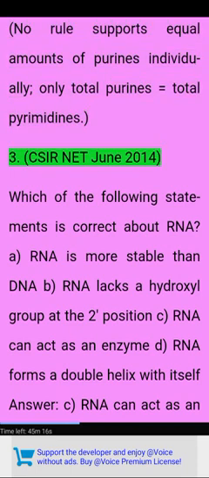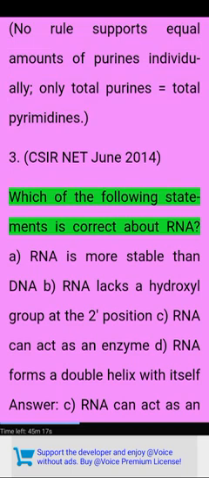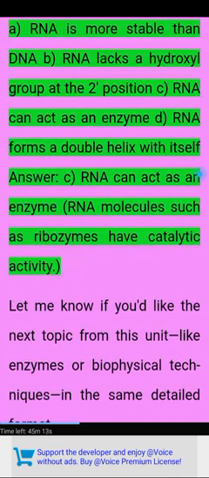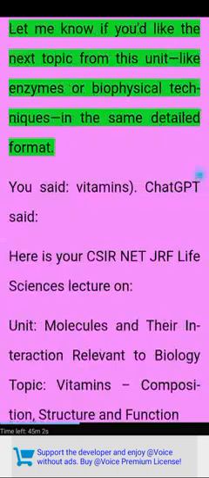3. CSIR NET June 2014. Which of the following statements is correct about RNA? A. RNA is more stable than DNA. B. RNA lacks a hydroxyl group at the 2' position. C. RNA can act as an enzyme. D. RNA forms a double helix with itself. Answer: C. RNA can act as an enzyme. RNA molecules such as ribozymes have catalytic activity.